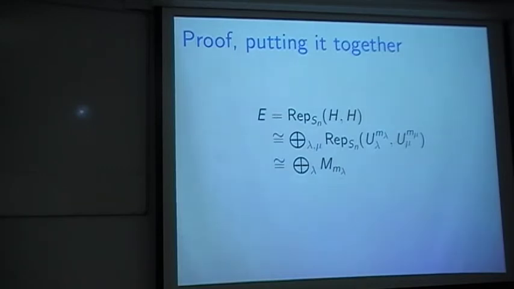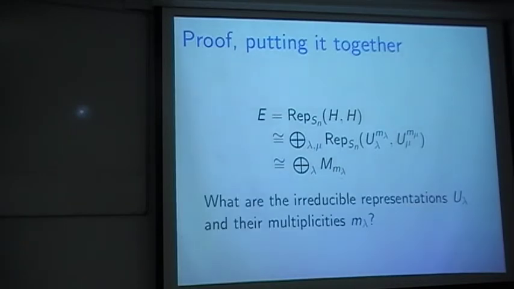Now that's great. But what are the irreducible representations? And what are the multiplicities? Well, this has been worked out by Schur and Weil, and that's called Schur-Weil duality. So that also gives us these formulas from a few slides back. Okay, so that's what I wanted to say about unordered tuples.